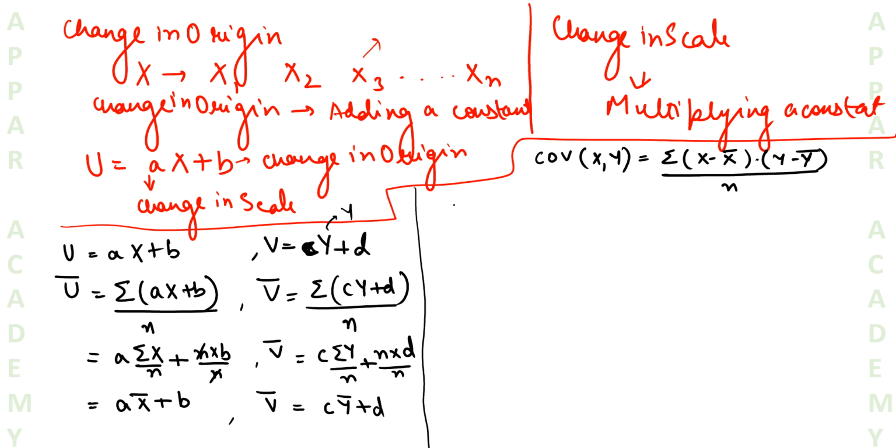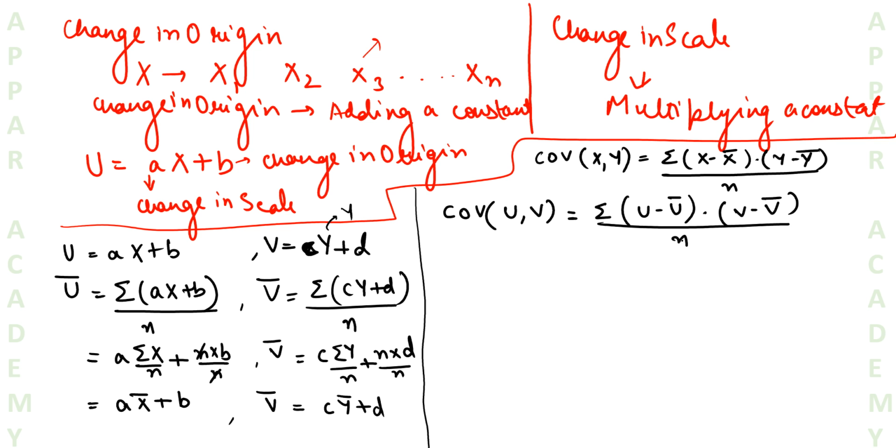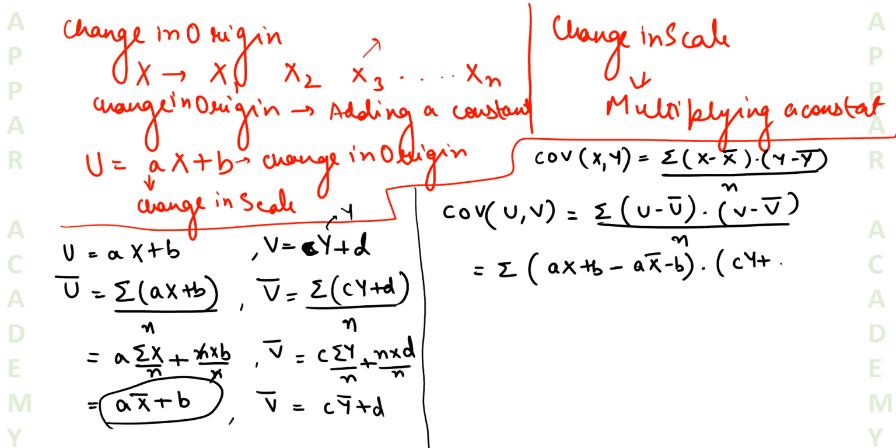Covariance between u and v. So what will that be? That will be summation u minus u bar into v minus v bar upon n. So what does this mean? This means summation u, what is u? ax plus b. And what is u bar? We have already computed u bar here. So this is minus a x bar minus b. This into v minus v bar. What is v? v is simply cy plus d minus v bar, which is c y bar minus d, upon n. Now this and this cancel out. Similarly, d and minus d cancel out.